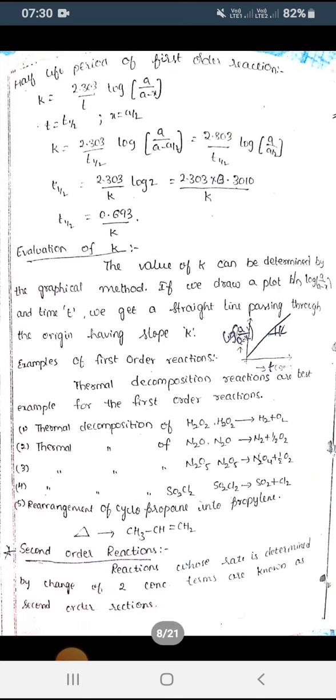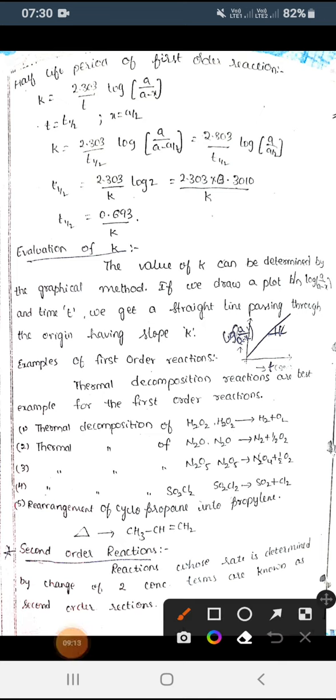Next, coming to the half life time period. For the half life of a first order reaction, the rate constant equation we got is k is equal to 2.303 by t log a by (a minus x). Here t is equal to t half, and x is equal to a by 2. Substitute these values in this equation, then we get this. So a minus a by 2 becomes a by 2.